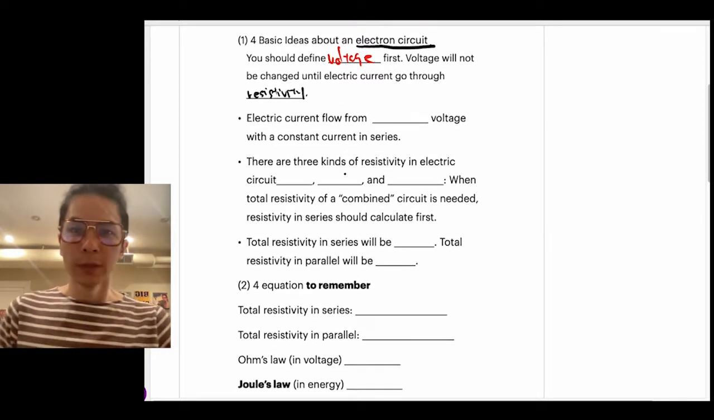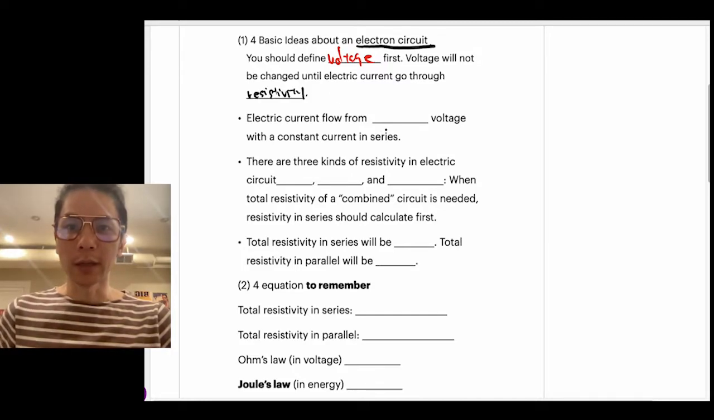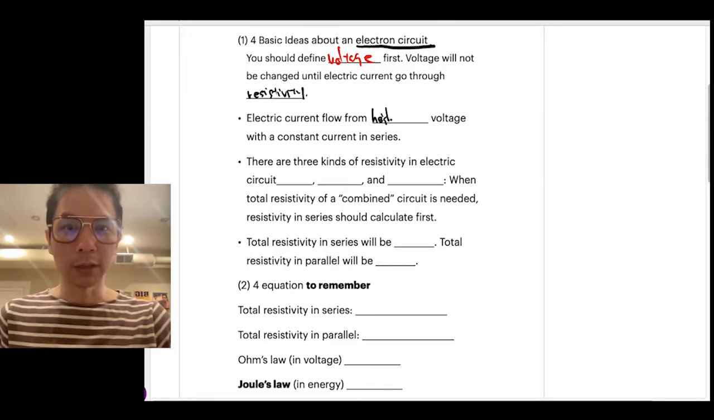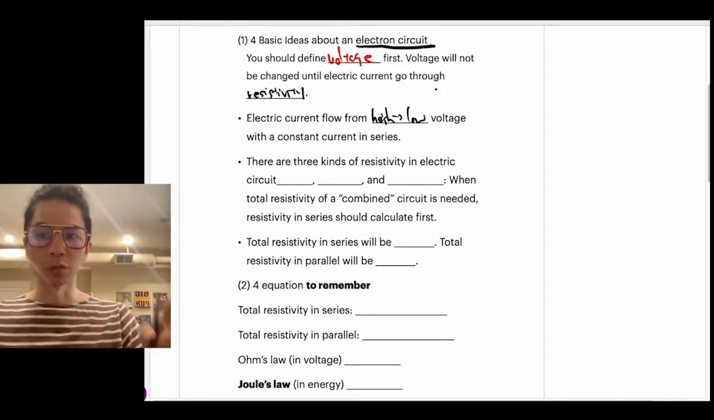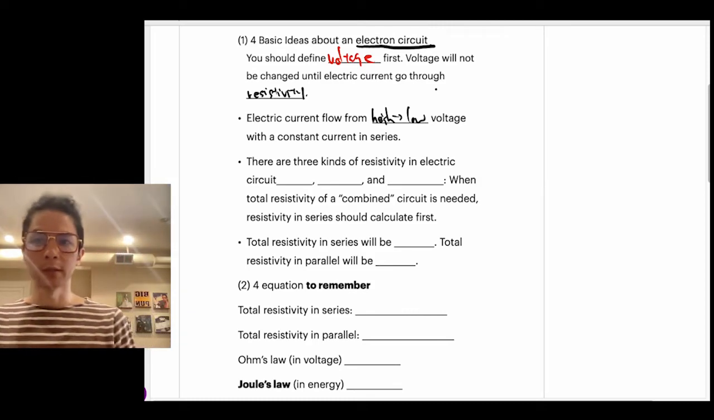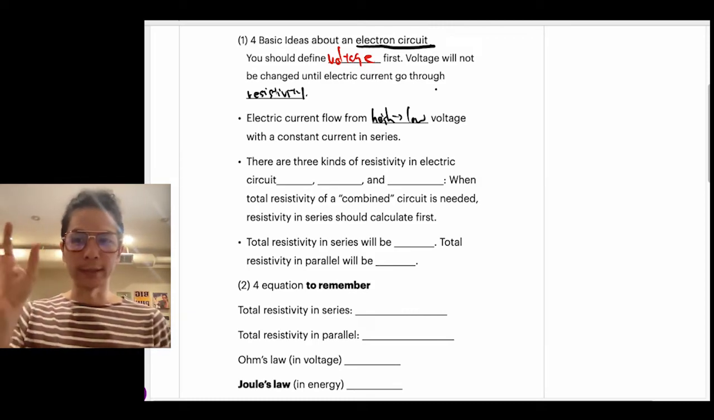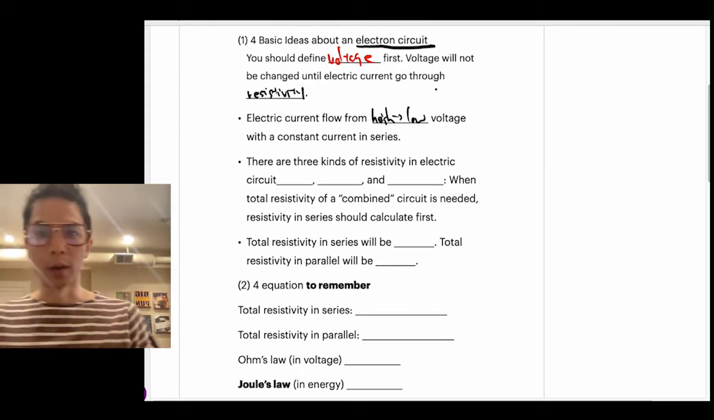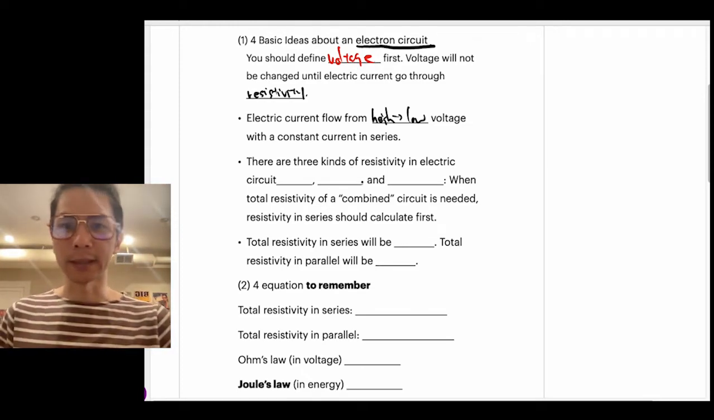That is the flow. And the electric current flows from higher voltage to lower voltage, high to low. So this is the flow. You always have to make sure that at the starting point, the voltage is higher, and at the end point, the voltage is lower.